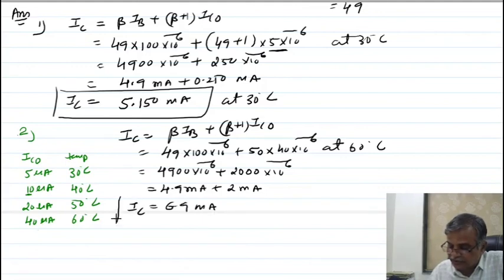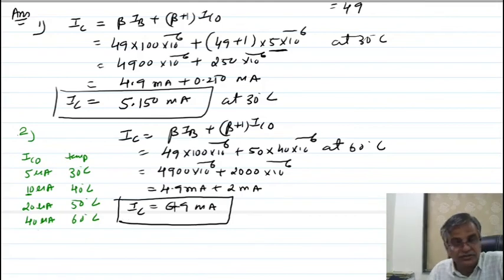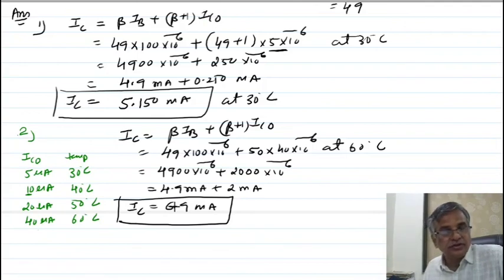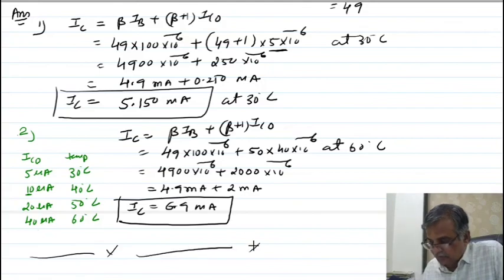So remember this, as temperature increases, your collector current increases. Such kind of numerical may come in your MCQ pattern also. Here is the end of your lecture.